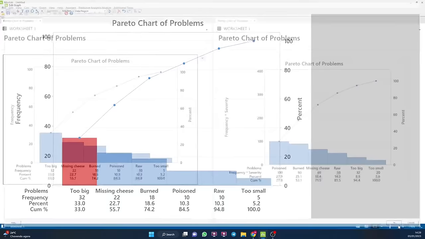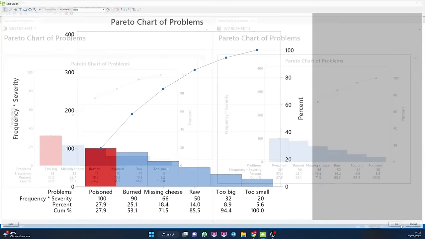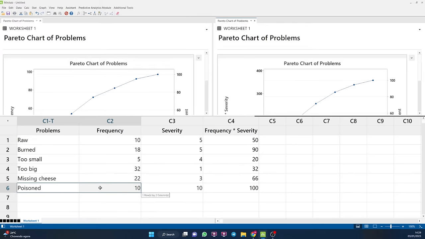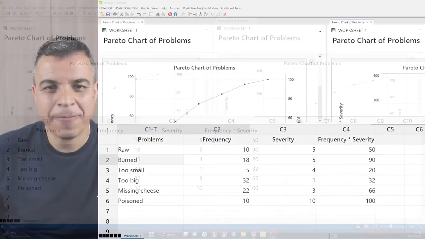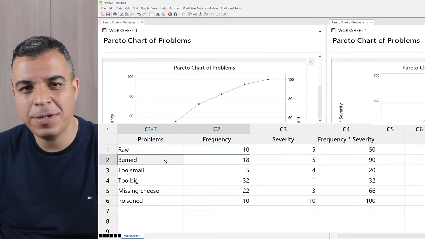But if I consider not only frequency, but also severity, then I will be tackling poisoned, because this is very interesting. This is very beautiful. In fact, what I am saying here is that 10 poisoned cheese breads are way more critical than 18 burned cheese breads. I'll say that again. 10 poisoned cheese breads are way more critical than 18 burnt cheese breads.